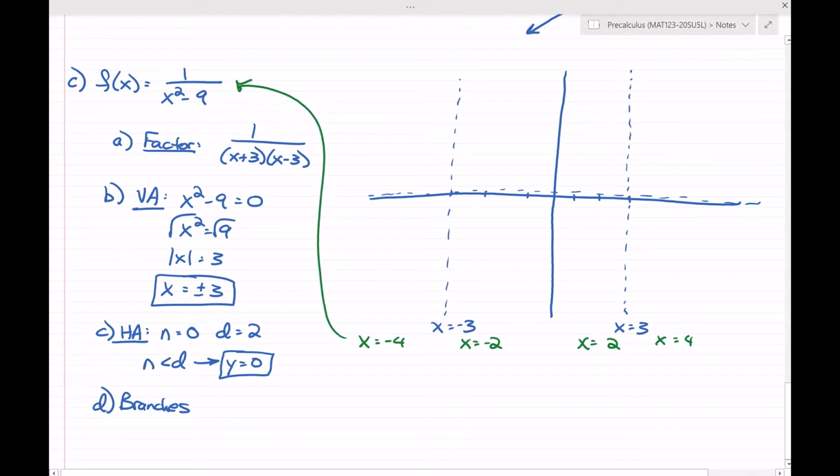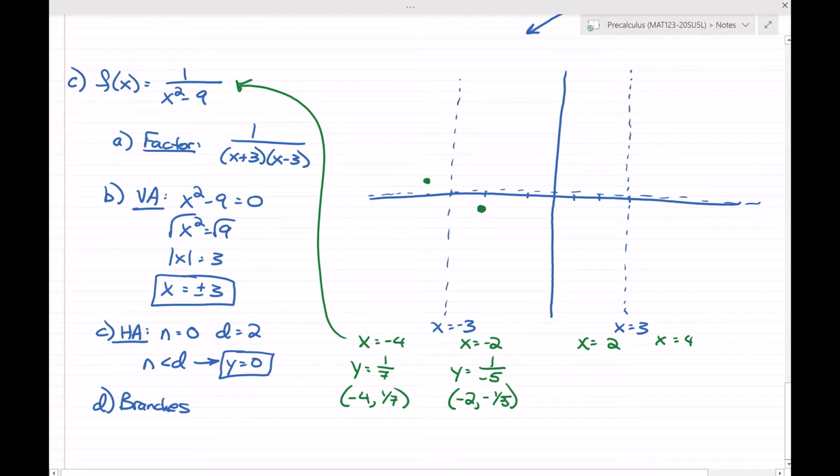If you plug in -4, you get y is equal to 1 over 16 minus 9, or 1 over 7. So the point -4, 1/7 is on the line. 1/7 is above 0, so I'm going to put it above the horizontal asymptote. If I plug in -2, we get y is equal to 1 over 4 minus 9, which is -5. So we have -2, -1/5, which is below the horizontal asymptote.